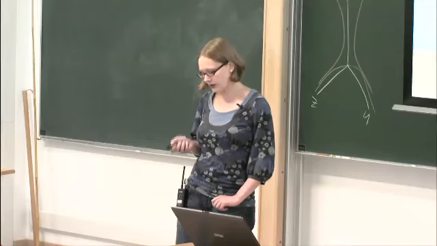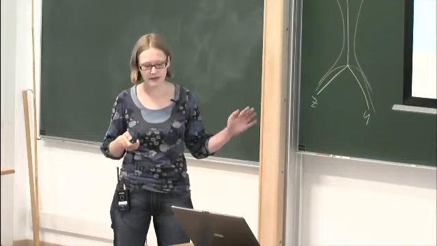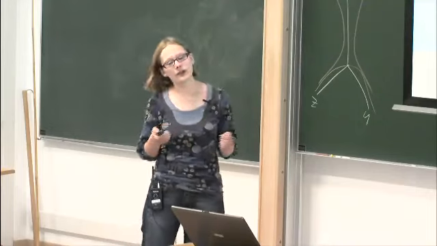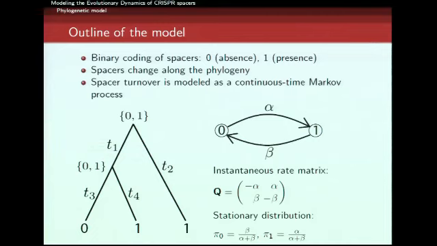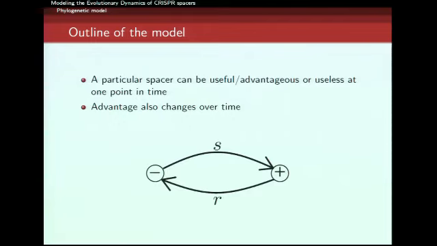However, I told you in the biological introduction that it may be useful to have a spacer at one time point if the virus is around. If it's not around, then these spacers get lost again. So we assume that the usefulness of a spacer is also changing over time. The minus state indicates that a particular spacer sequence is not beneficial, and plus indicates that it is beneficial because you're likely to meet the virus soon.